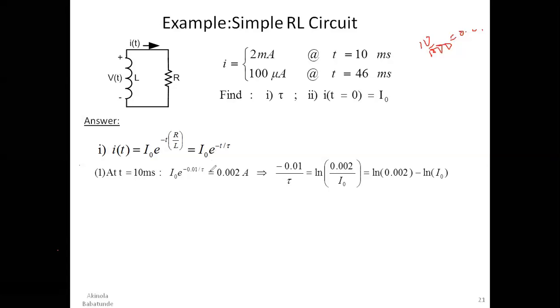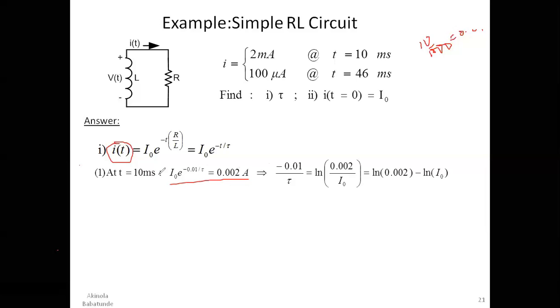So instead of putting t here, it becomes minus 0.01 over tau, all right? And that will be equal to 2 milliamperes here, because we were told that our I is 2 milliamperes. So I of t here is 2 milliamperes. Instead of writing I of t here, you just write 2 milliamperes, which is 0.002. So we have that as an equation. If you solve this carefully, what you would have is minus 0.01 over tau, because you're going to take the logarithm of both sides.